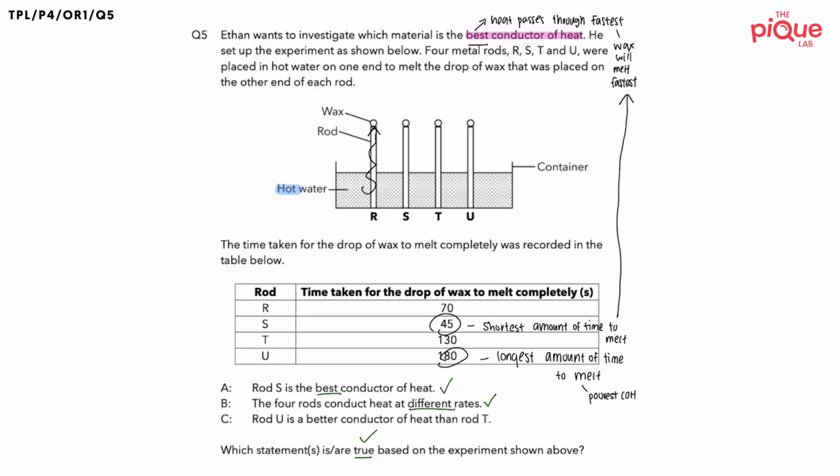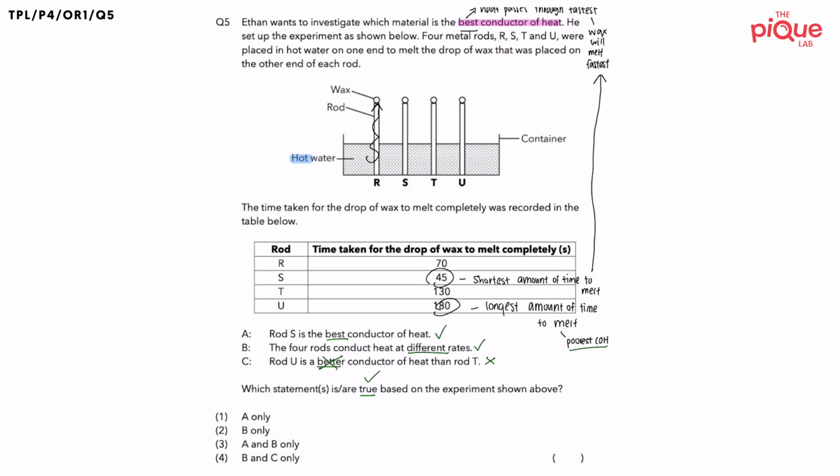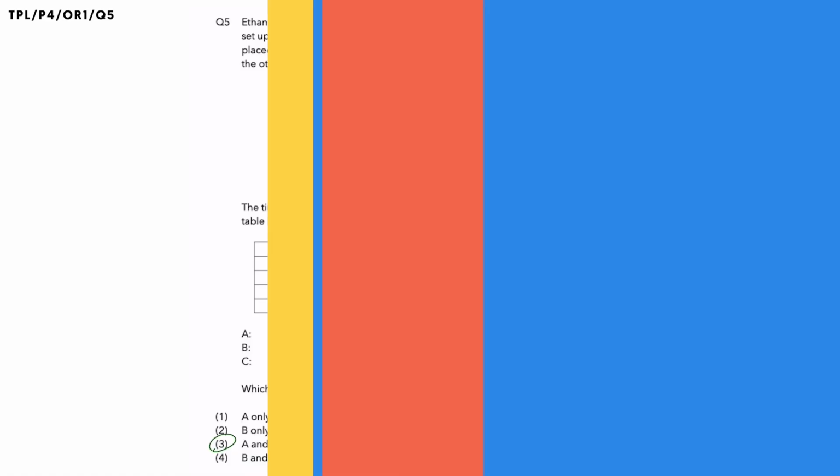What about the last statement? Rod U is a better conductor of heat than rod T? Do you agree? Earlier, we have mentioned that rod U is the poorest conductor of heat. So if rod U is the poorest conductor of heat, can I still say that U is a better conductor of heat than rod T? I can't say that, right? This is wrong. So what are the only correct statements? It is statement A and B. So this leaves our answer to be option 3.